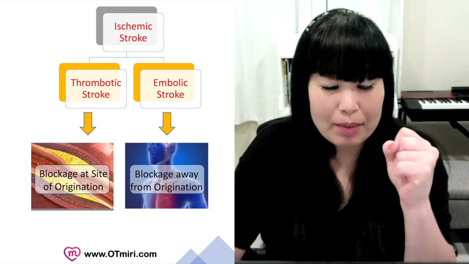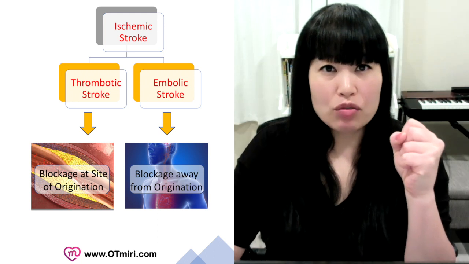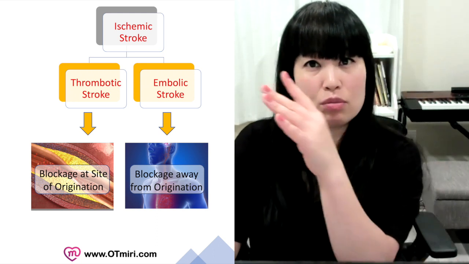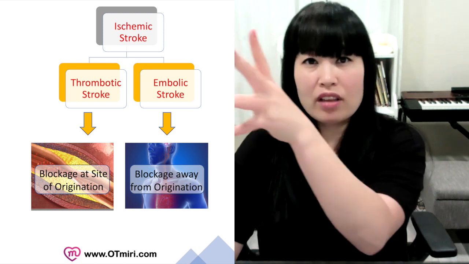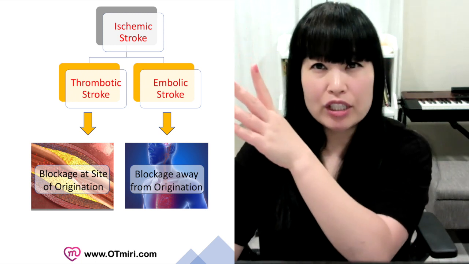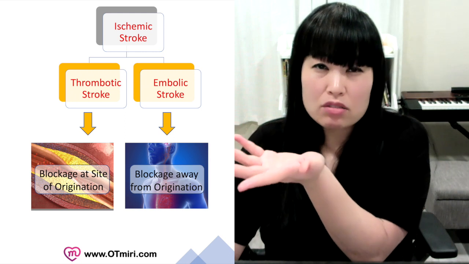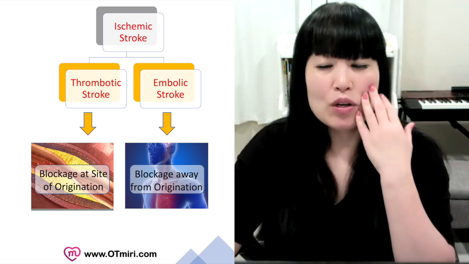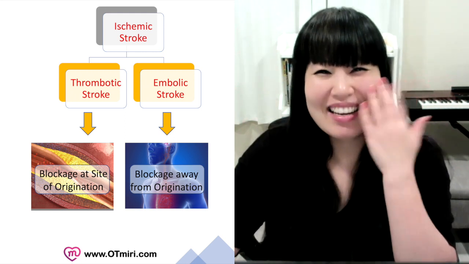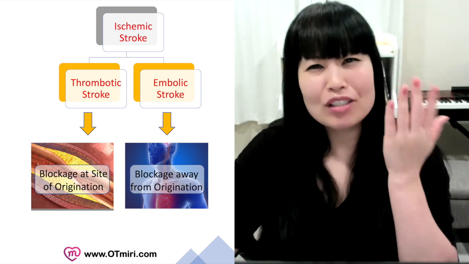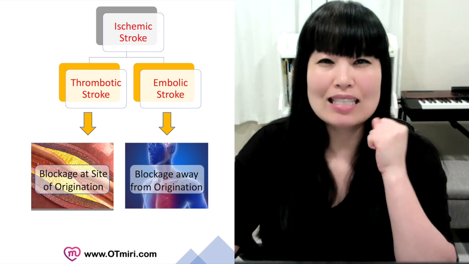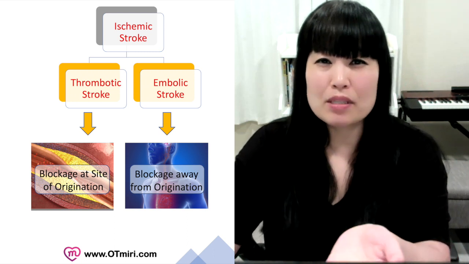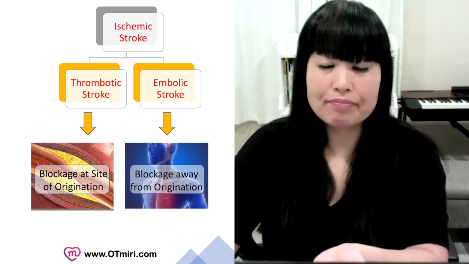It stays there and it blocks it. When this thrombus breaks off and starts to move and eventually gets lodged somewhere while it's traveling away from its site of origination, you have an embolic stroke. So I know I spent a bit of time on that, actually more than I wanted to, but this was always very confusing for me when I was in school. So I wanted to help make that distinction clear between the two types of ischemic stroke.